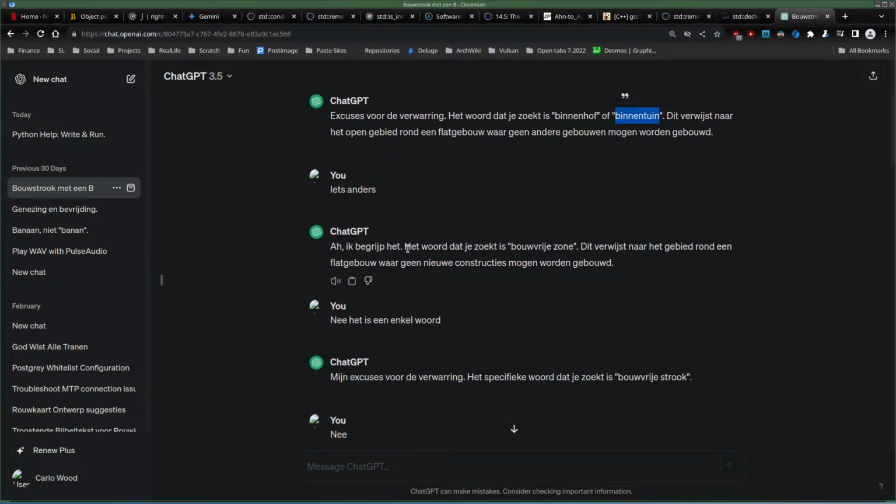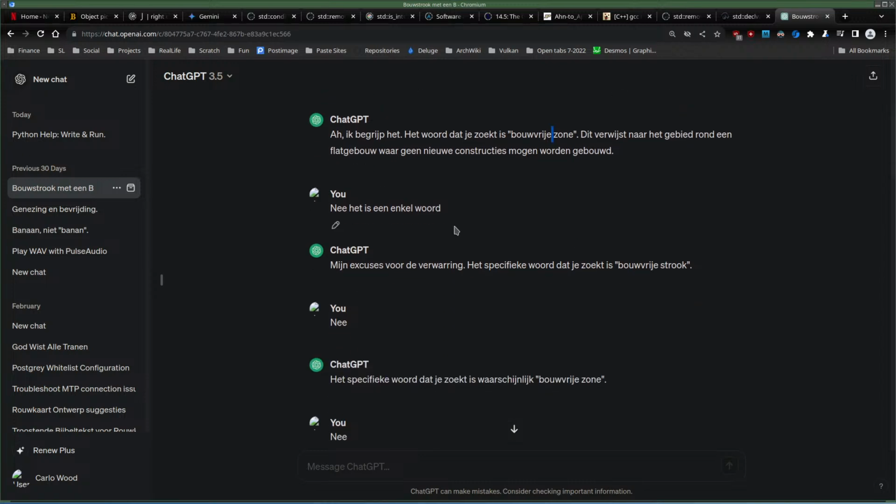Oh, I understand. The word that you're looking is, and then it's not a word. It is two words. You see the space here? It's two fucking words. I'm not looking for two words. I'm looking for one word. So, ignoring whatever else it said, I said, no, it is a single word. My excuses for the confusion. The specific word that you look for is, again, two words.